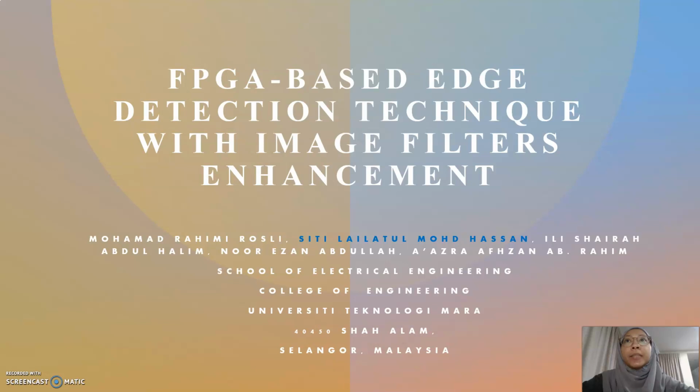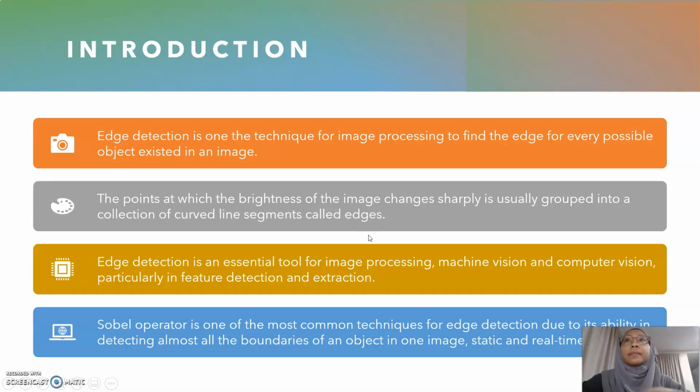I will present this paper, FPGA-based edge detection technique with image filter enhancement. Okay, so what is edge detection? Edge detection is one of the techniques for image processing to find the edge for every possible object that exists in an image. The points at which the brightness of the image changes sharply are usually grouped into a collection of curved line segments called edges.